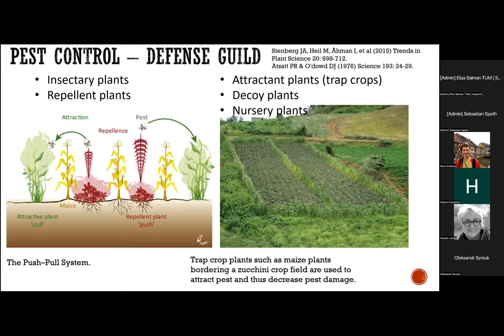But we also always select these service crops in a way that they provide some beneficial functions in addition to pest control. For example, they can be used as feed for our cattle, or as ornamental plants, or as additional vegetables or spices. There are some main groups of plants used for pest control. These are insectary plants, which provide pollen and nectar for herbivore predators and adult parasitoids. Then repellent plants that repel our pests. Then attractant plants, or trap crops.